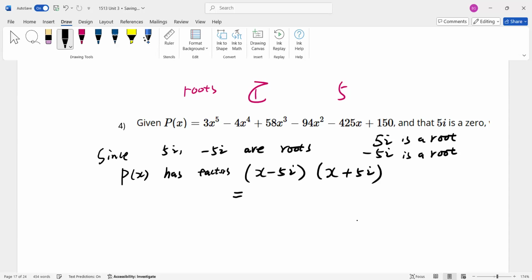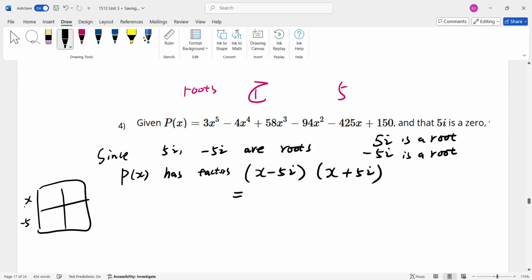We can do the box method, or we can just use the formula a plus b times a minus b equals a squared minus b squared. Whatever method you prefer. I'm going to use the box method to quickly get it done.